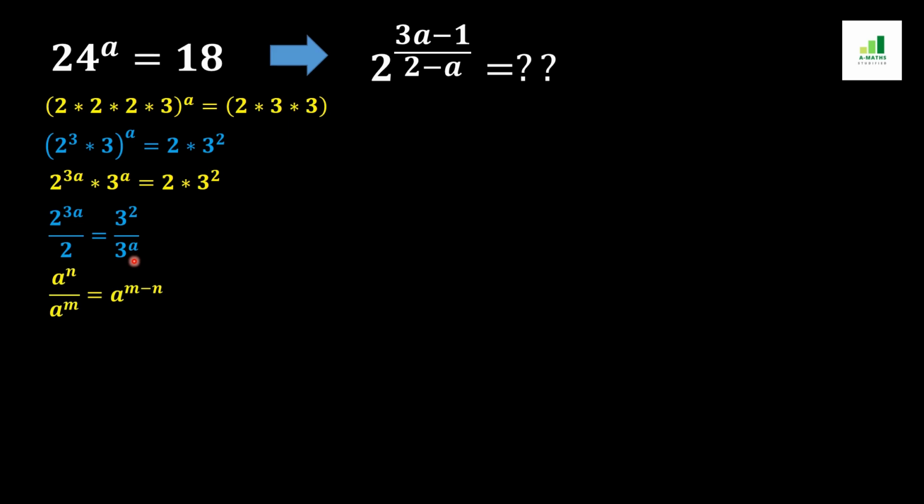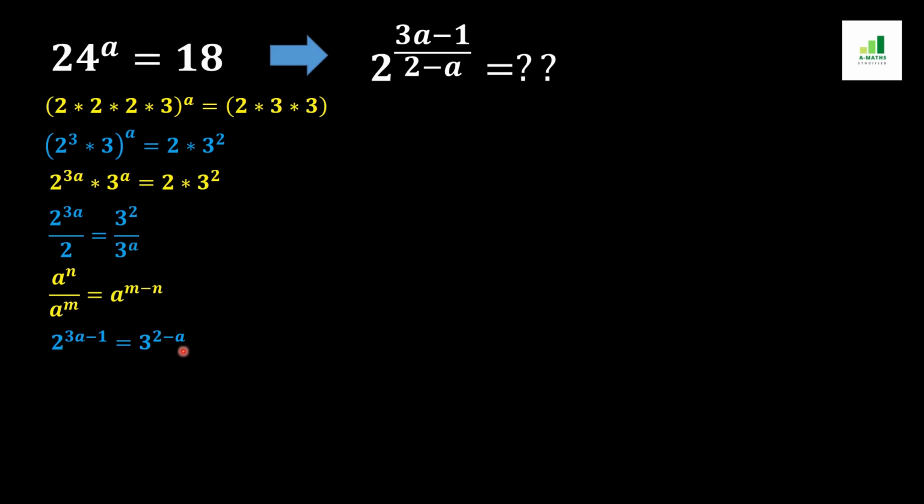Now in the next step we should apply the basic rule of algebra: if two values are in a fraction and both have the same base but different powers, then it can be written with one base and the difference of both powers. As we apply this rule on this fraction, we get 2 to the power 3a minus 1, because this power 1 is subtracted from 3a. And when we apply this rule on this fraction, we get 3 to the power 2 minus a, because the power a is subtracted from 2.